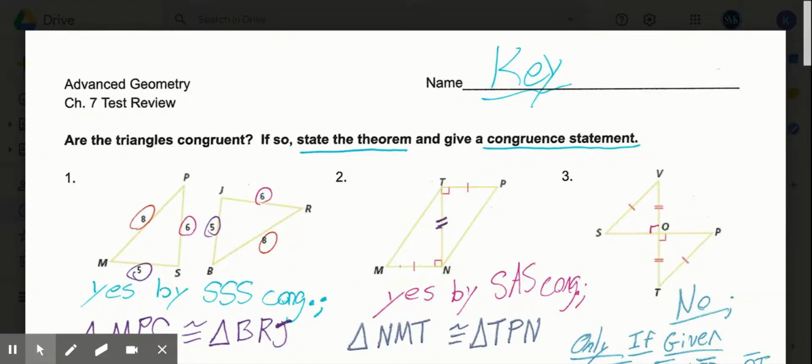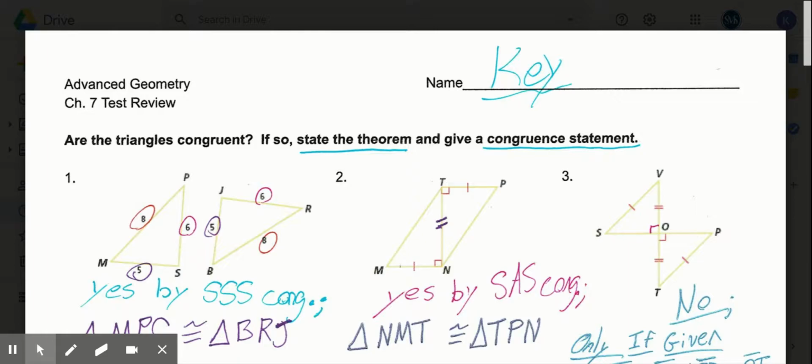Welcome to the explanation of the Chapter 7 test review for advanced geometry. So again, as we go through the answer key and review, I'll try to explain some of the thought processes behind the answers that you can't really see on paper. And again, during Wednesday's class, we can cover any additional questions people may have before the upcoming test.